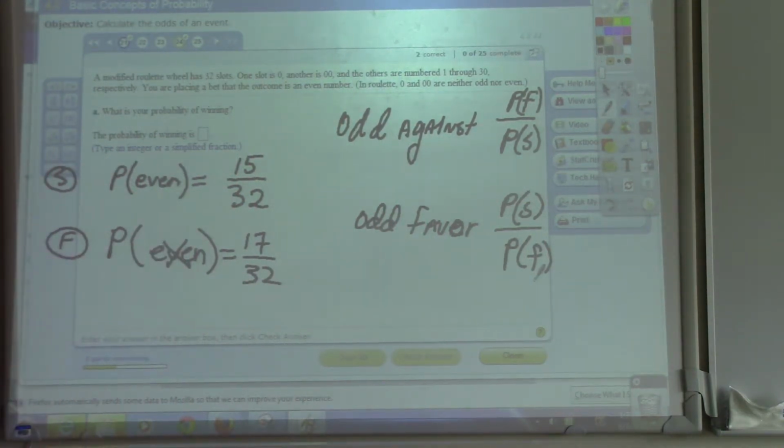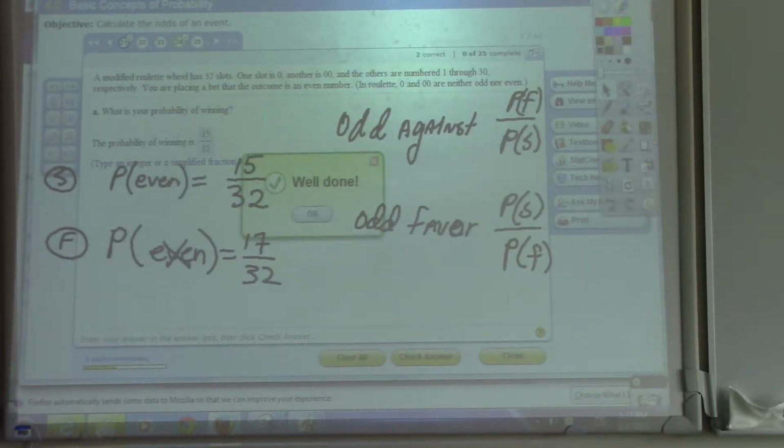So the first thing I'm going to do is type in the answer as 15 over 32. It's a miracle.